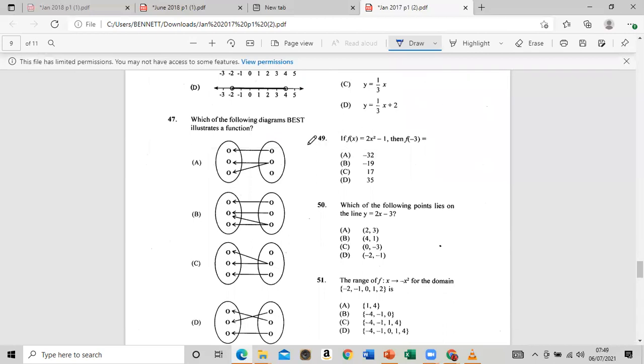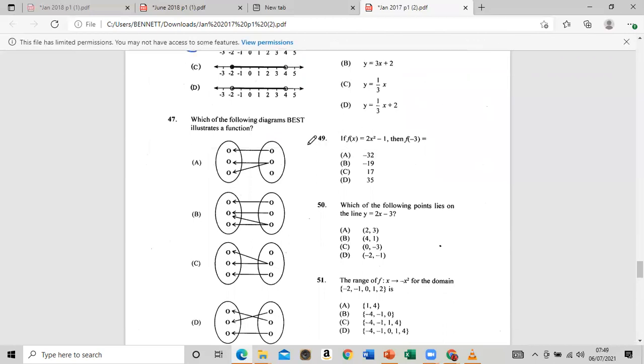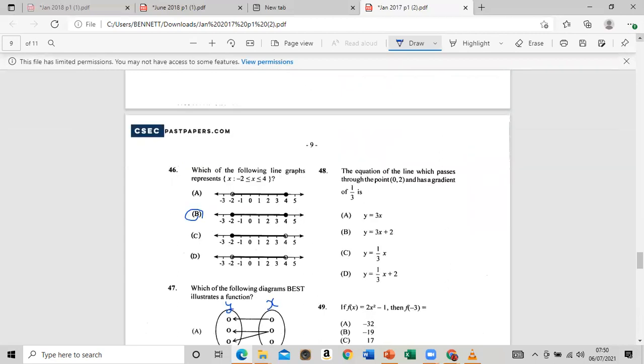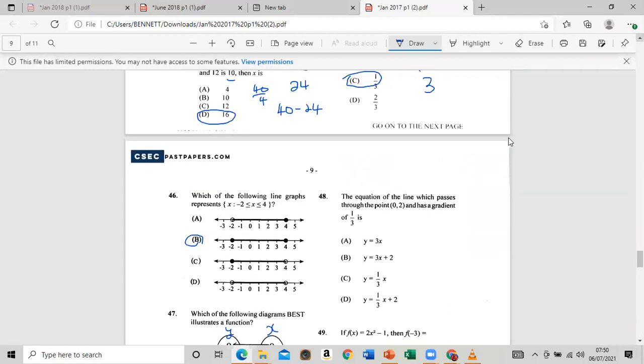Which of the following diagrams best illustrates a function? So we know which way we come from, right? They're smart, you know. These are the x this time. They turn it around. They might try to trick you, but they can't. So we are looking for one x going to one y. And that's D. See here? One x maps onto one y.